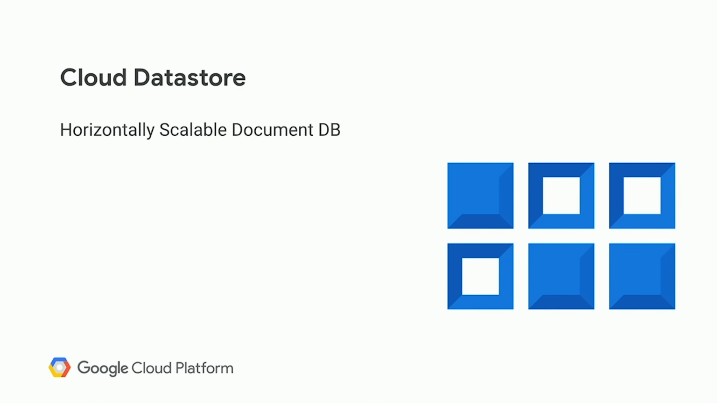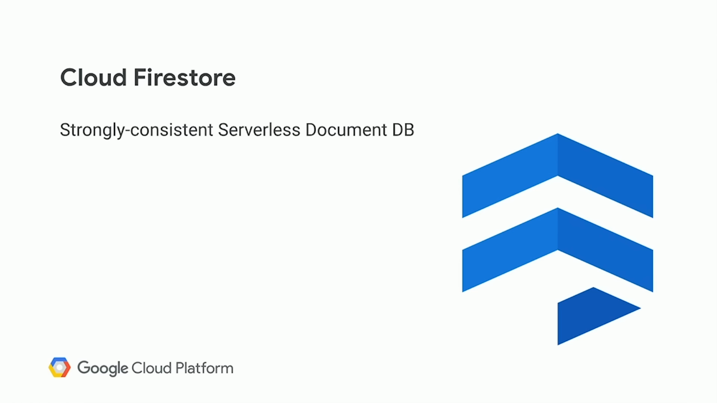We have 2 products here. Cloud Data Store, which is a horizontally scalable document DB, and Cloud Firestore, which is a strongly consistent serverless document DB. And you might say, I don't think the hyphen makes that 4 words, and I agree. The other thing you might say is these 2 things, if I look at them, they're really similar. They're both document DBs. They're both horizontally scalable versus strongly consistent. All right. So what is the difference between these 2 things?